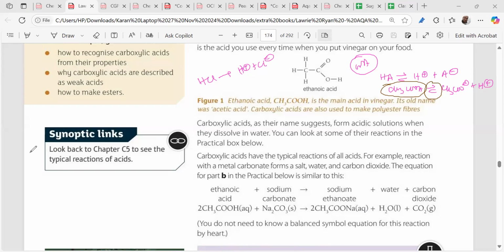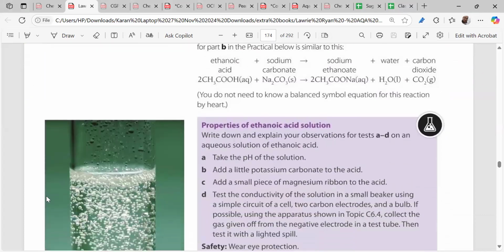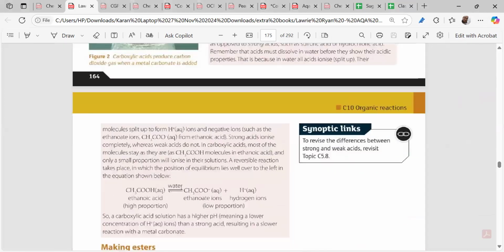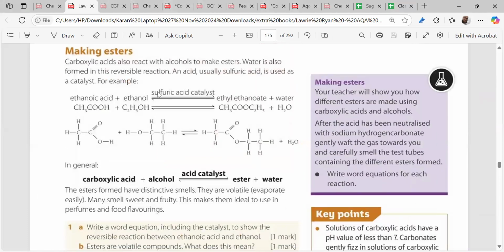Okay. So we are seeing that the carboxylic acid is a weak acid, but it will be behaving as an acid. That acid plus carbonate gives you salt, water, and carbon dioxide. We are getting that, isn't it? Now, next bit is why this carboxylic acid is very important. Carboxylic acid is important because we are getting an ester.